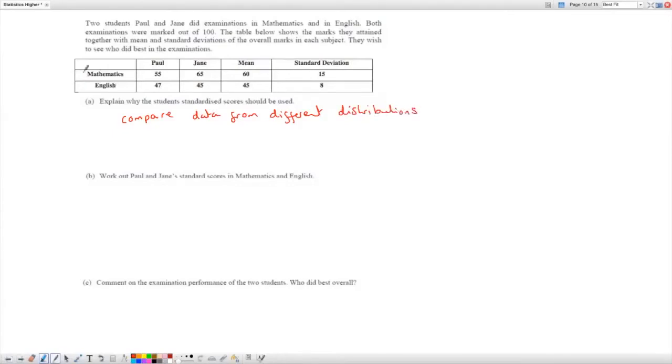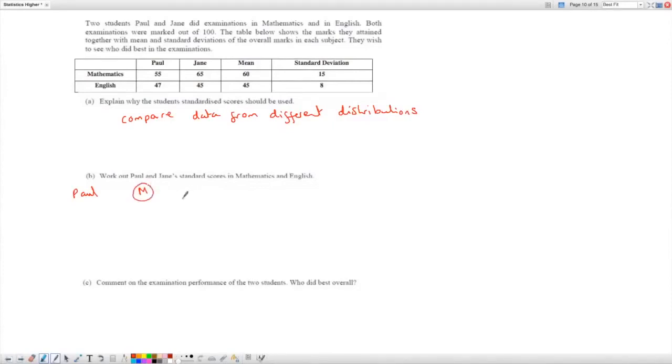So here we're going to be able to compare the data here from the mathematics with the data here from the English. So first we need to work out Paul and Jane's standardised scores in both subjects. First, let's take a look at Paul. And let's look at his maths.